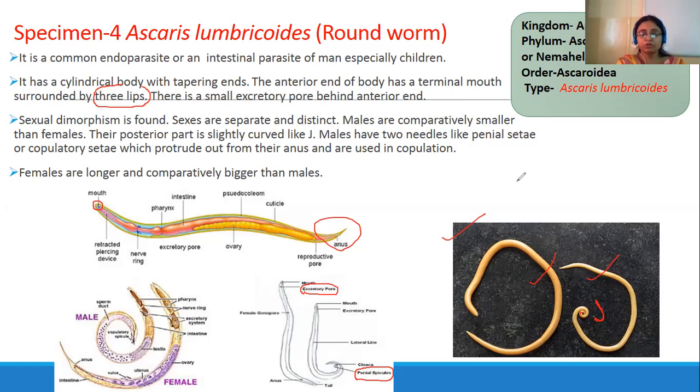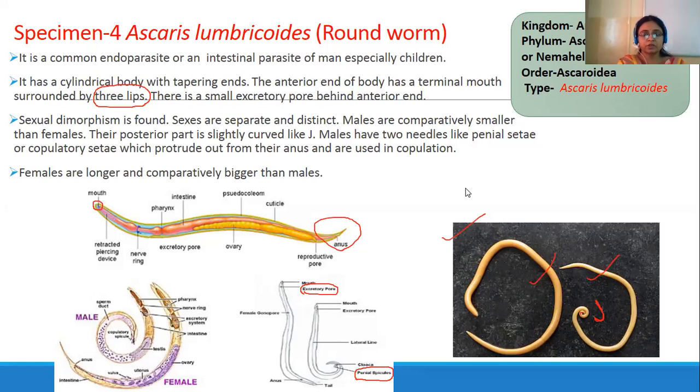So in this way, how have you identified? This is the male with a coiled, J-shaped posterior end, and this is the female, big and large, with a cylindrical body, whole body covered by the cuticle. So in this way, we have identified it.